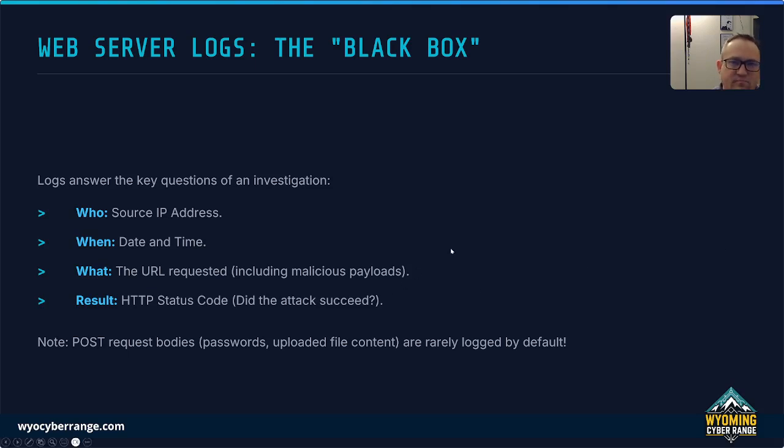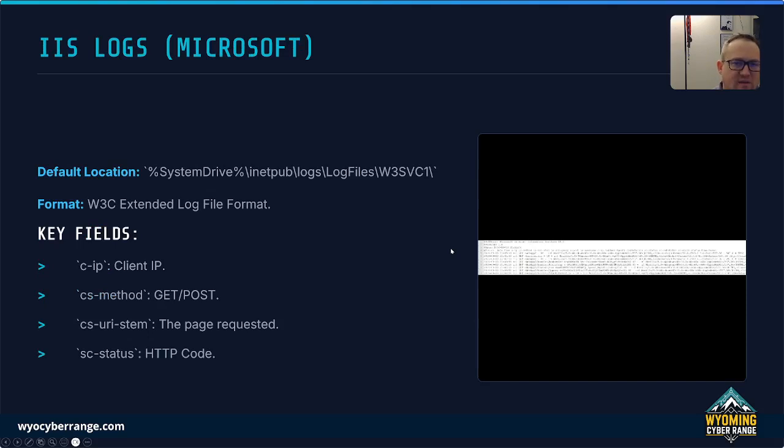exam. Now, when analyzing Microsoft IIS logs, you should know where the default location is going to be. It's normally going to be found in the system drive, which could be the C drive, inetpub, log files, and then W3SVC1. It's pretty much the only file inside that folder, so it's pretty easy to remember once you're there.